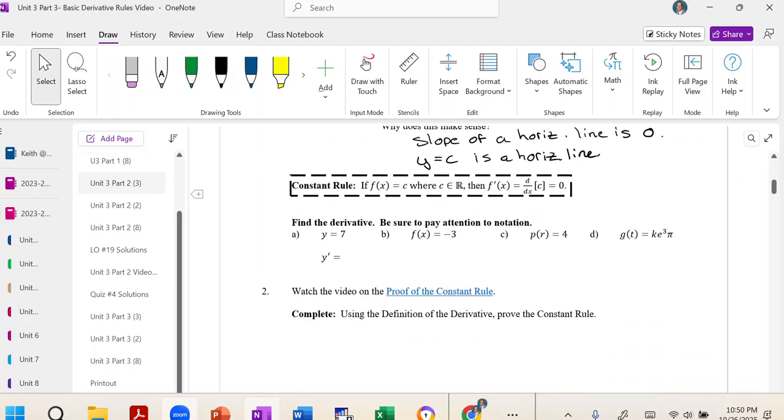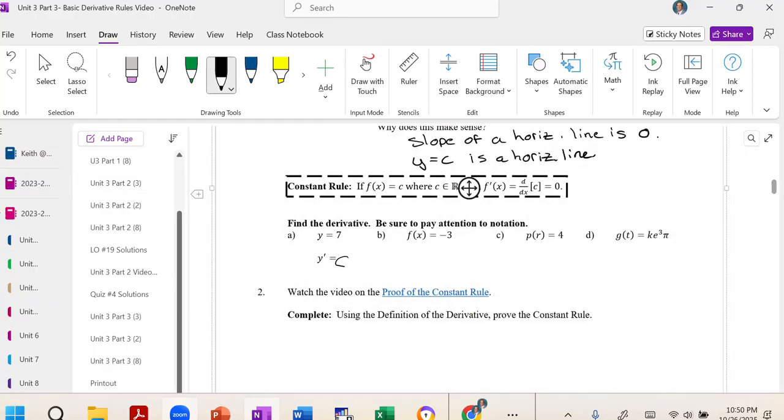So when you find the derivative here, y equals 7, y prime is 0. f of x equals -3, f prime of x equals 0. p of r equals 4, p prime of r equals 0. g of t equals k e to the third pi. Well, notice there's no t there, so this is a constant, so g prime of t equals 0.